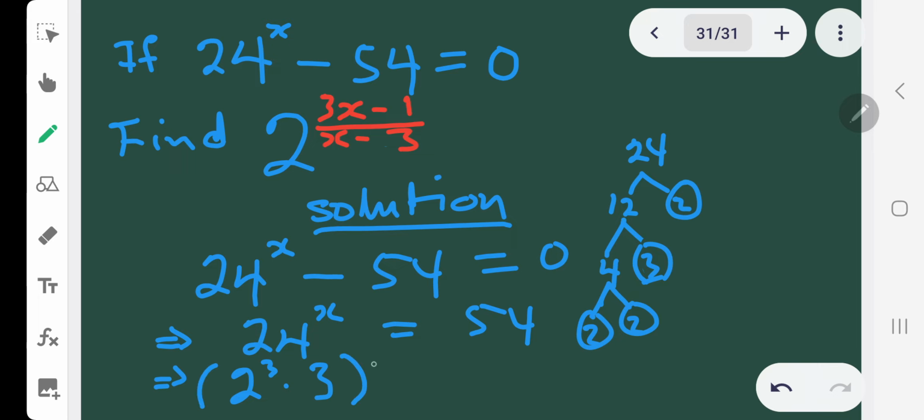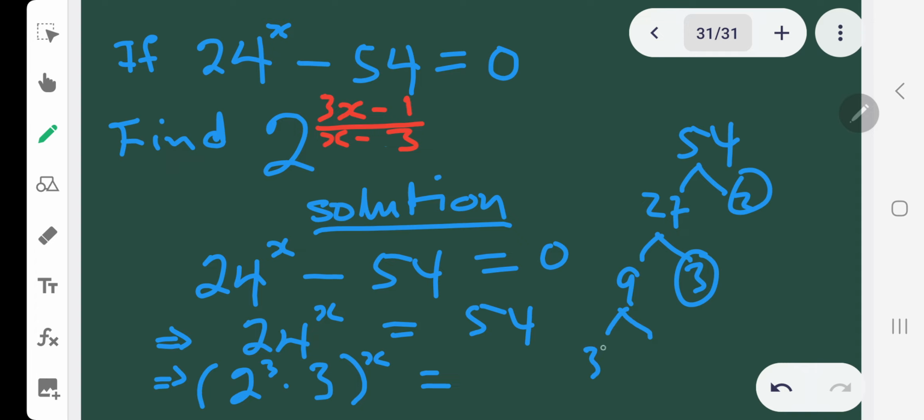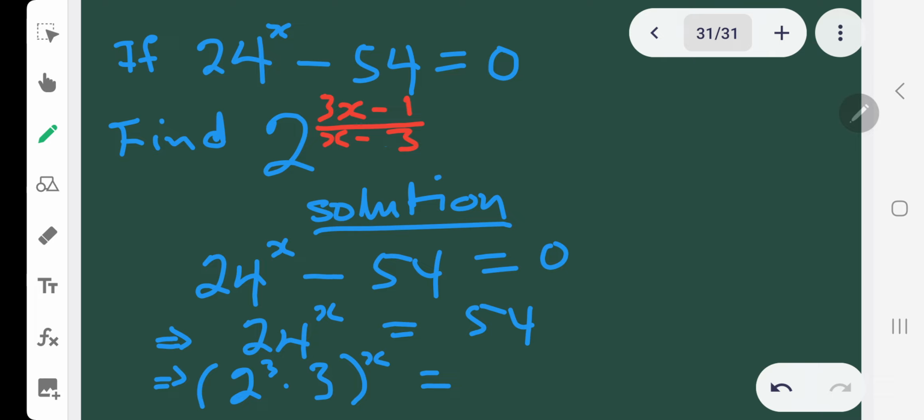All raised to the power x is equal to, then we come here also and take the prime factors of 54. So here, we split 54 into 27 multiplied by 2. 2 is a prime factor of 54. And then when we come to 27, you can say 9 multiplied by 3. 3 is a prime factor of 54, but 9 is not. So here we split 9, it will be 3 by 3. So all these are prime factors of 54. So from here, we can say 3 raised to the power 3 multiplied by 2 raised to the power 1.